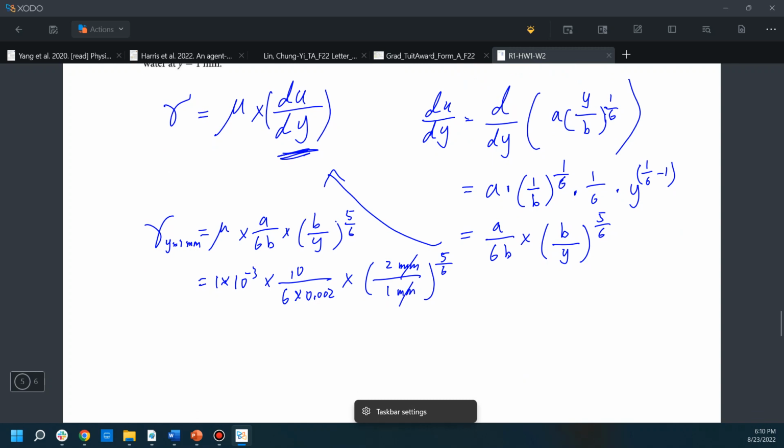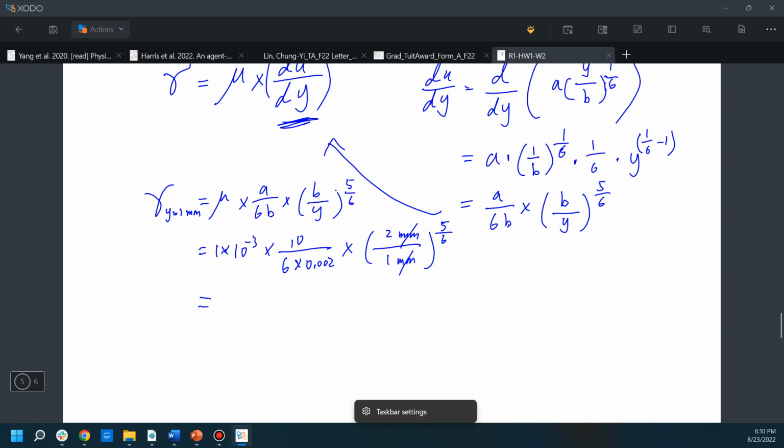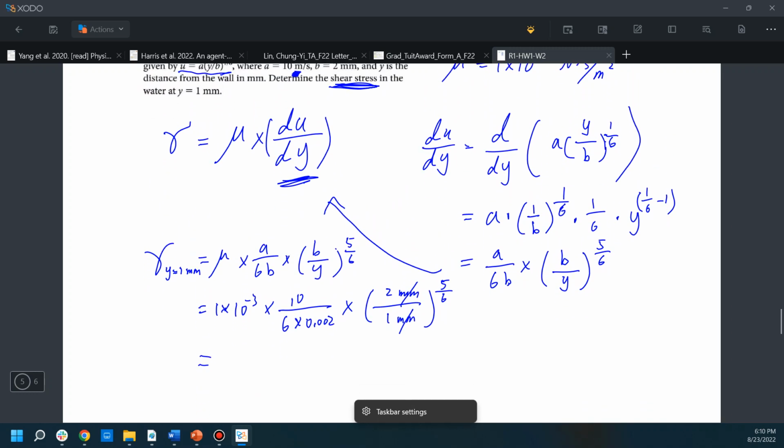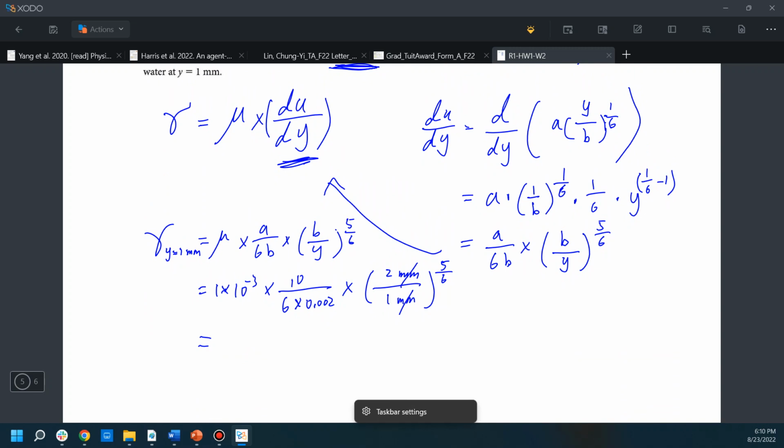We can cancel it out and we can use a calculator to calculate the number, and we will get that the shear stress at y equal to 1 millimeter is equal to 1.485 Pa.